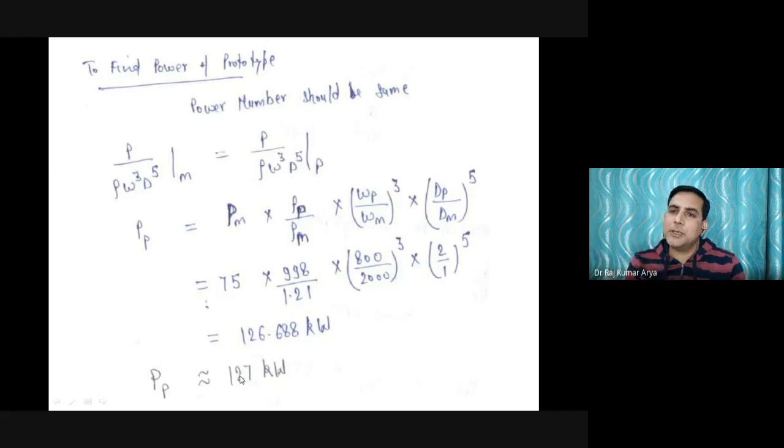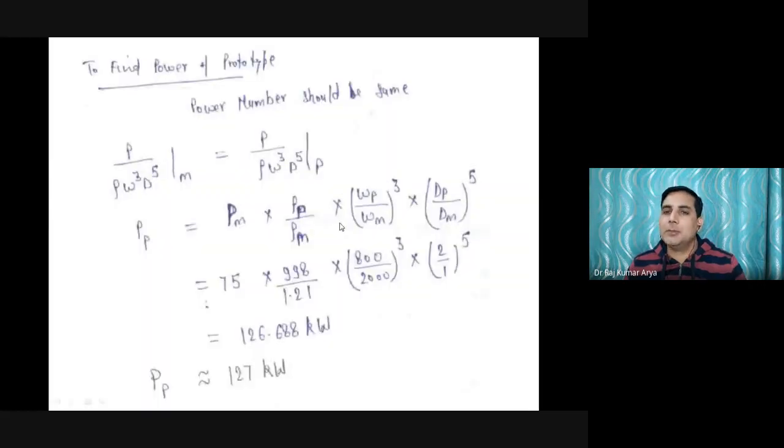These are the two things you were supposed to calculate: the flow rate of the model and the power of the prototype, right? Correct? Yes, sir. So this way this problem is completed. This is the end of the dimensional analysis. You did a dimensional analysis for model and prototype, everything.